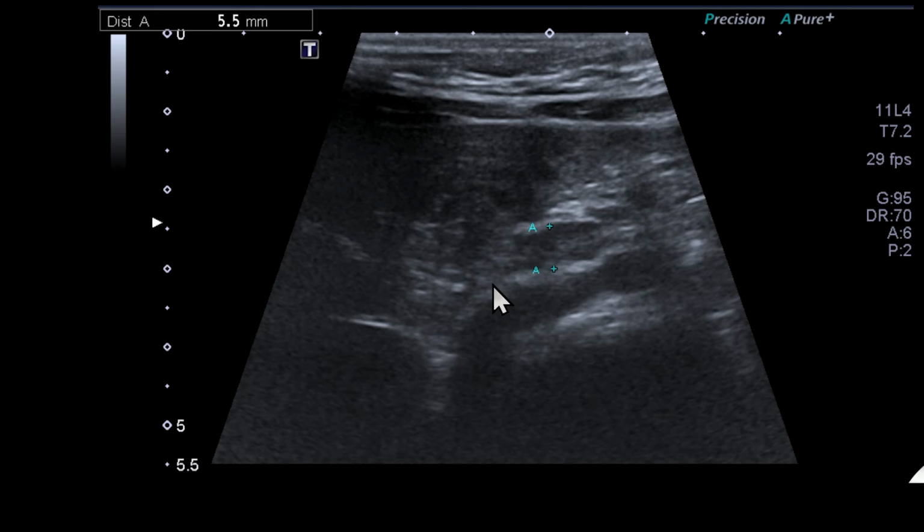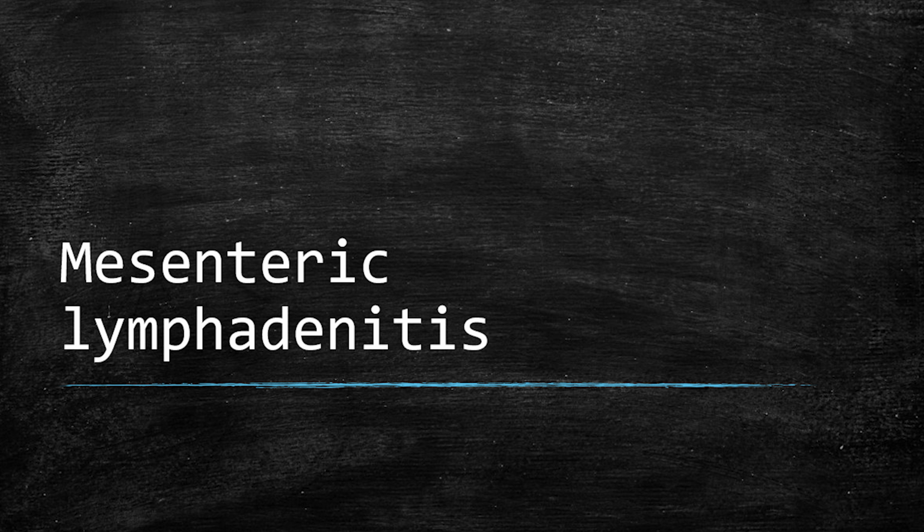So there is no sign of any appendiceal inflammation. There is no evident bowel thickening, no abnormal bowel movements. There is no free fluid, just some mesenteric lymph nodes. In the absence of any other findings, we should raise the possibility of mesenteric lymphadenitis as a differential.